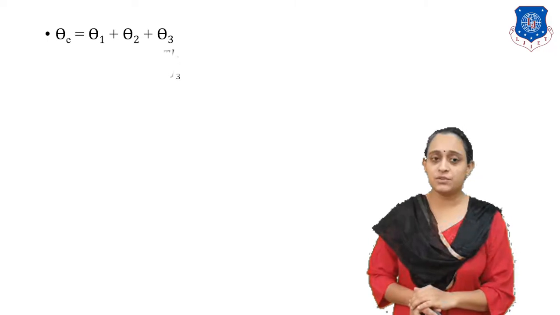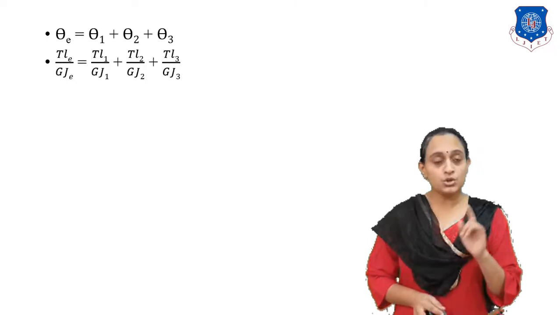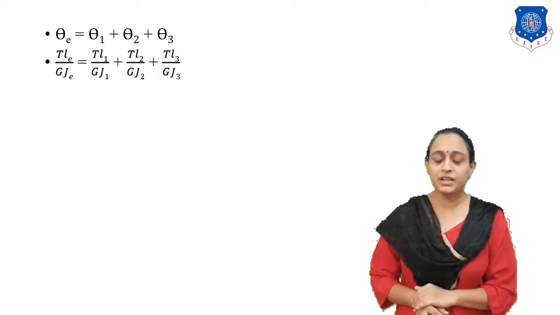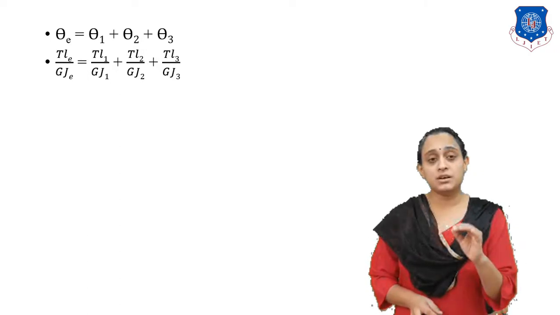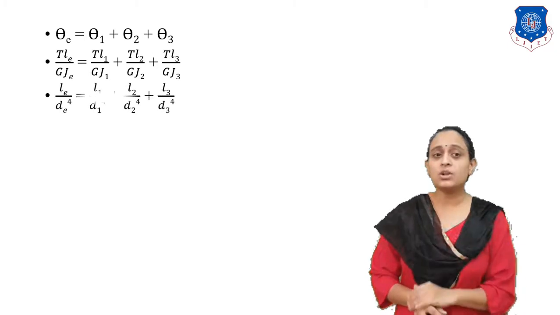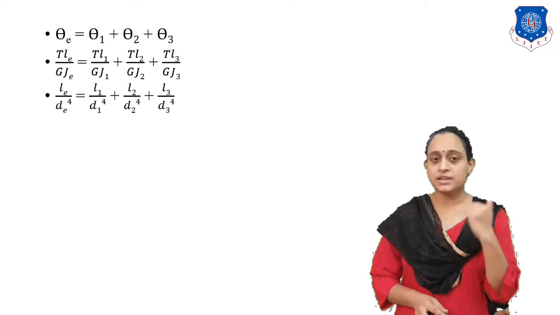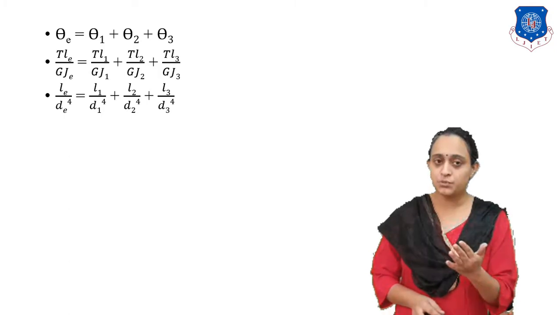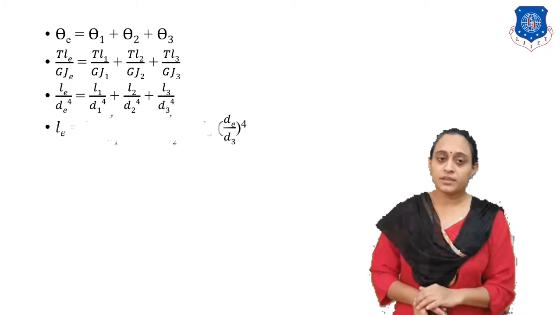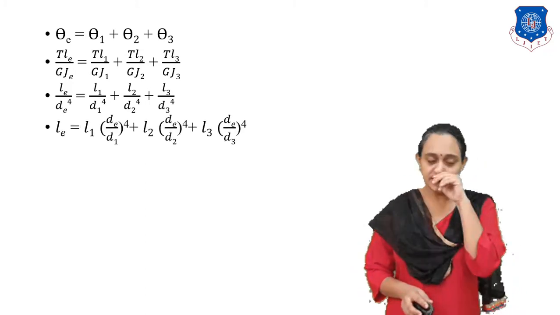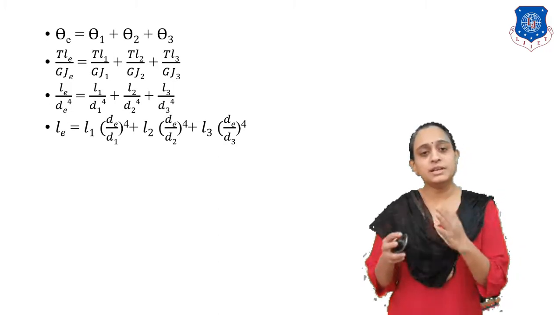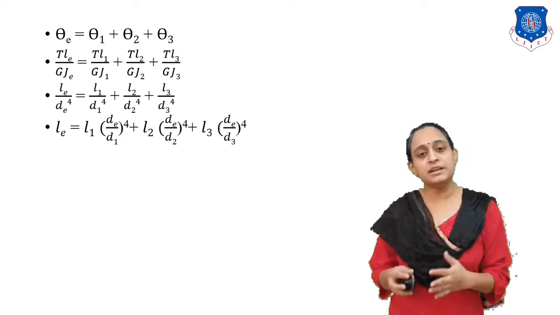Now, by solving this equation and putting the values, as we all know, torque is similar for all three rotors as well as modulus of rigidity is also similar. Now, in our case, what is polar moment of inertia? It is pi by 32 d raised to 4. Hence, by putting all these values, we will get Le upon d raised to 4 is equal to L1 upon d1 raised to 4 plus L2 upon d2 raised to 4 plus L3 upon d3 raised to 4. Now, by solving this equation, we will get the answer as Le is equal to L1 d by d1 raised to 4 plus L2 d by d2 raised to 4 plus L3 d by d3 raised to 4.